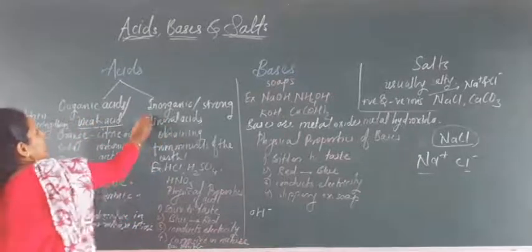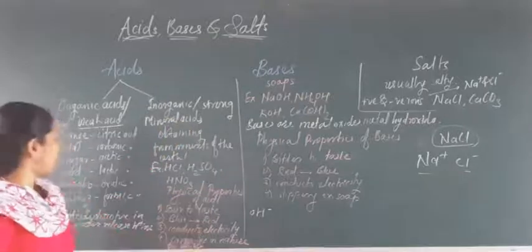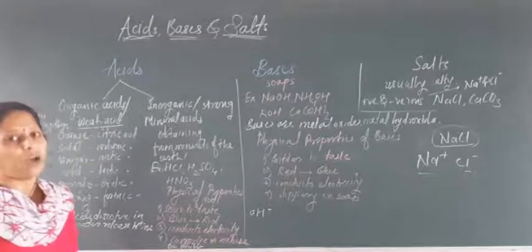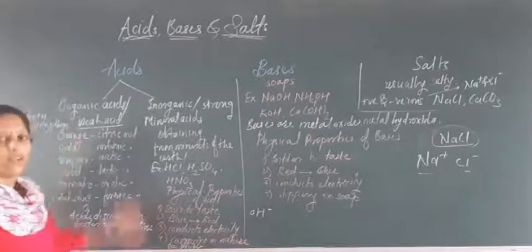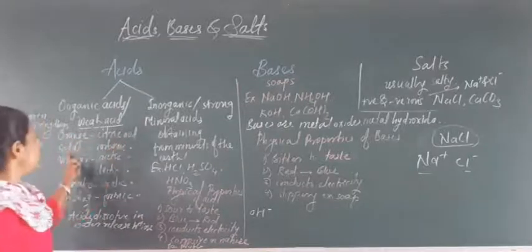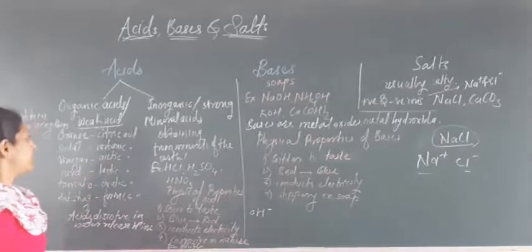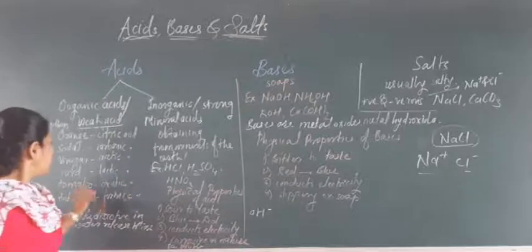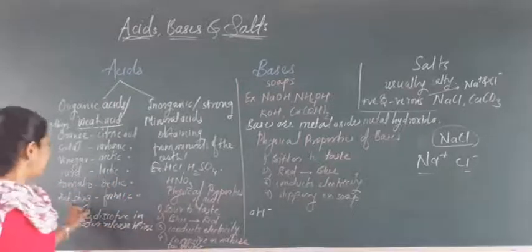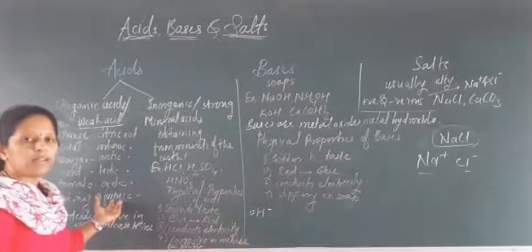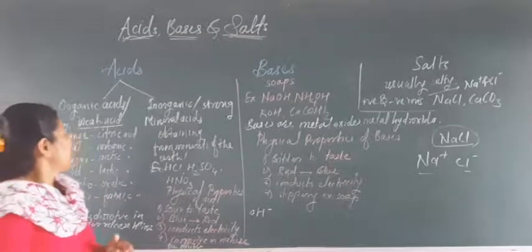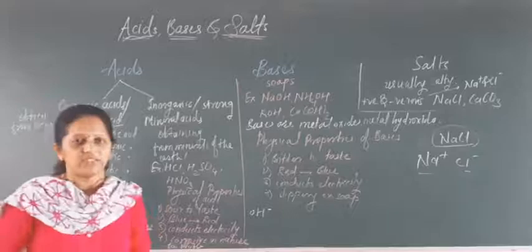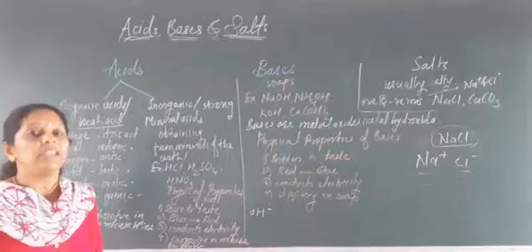Inorganic acids or mineral acids are usually strong acids. Organic acids are usually weak acids, which are obtained from living beings. For example, in an orange there is citric acid. In soda there is carbonic acid. Vinegar has acetic acid. Curd has lactic acid. Tomato has oxalic acid, and when an ant stings, it has formic acid. All of these are obtained from living beings. As you know, in our stomach there is also hydrochloric acid. These all are weak acids.